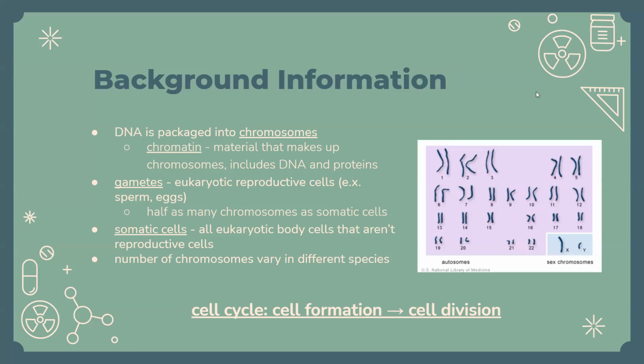So first of all, as many of you probably know, DNA is packaged into chromosomes, which are made out of chromatin. And chromatin essentially consists of both DNA and proteins. Two other important vocabulary words are gametes and somatic cells. Gametes are basically the reproductive cells found in eukaryotic organisms. So in other words, they are like sperm and eggs. And somatic cells are basically any eukaryotic body cells that are not gametes.